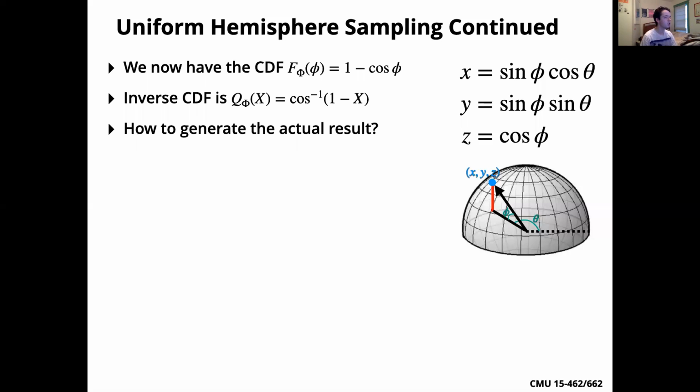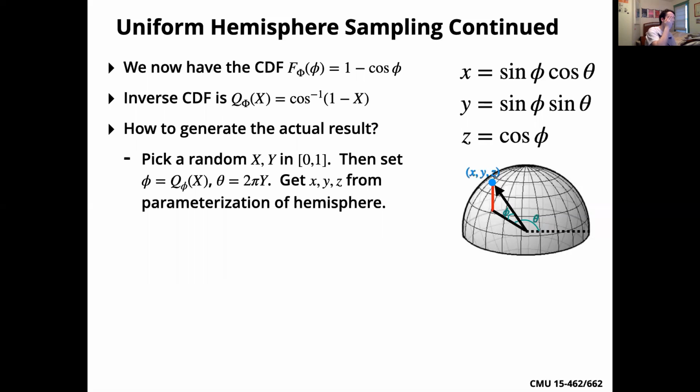So how do we actually generate the result here? Okay, so we have all these numbers and equations. How do we turn that into an actual algorithm? Okay, so first, going back to those 4 steps that I introduced earlier. We can pick a random x and y, each in the range 0 to 1. Then we can set our phi, the altitude, the latitude, equal to this quantile function evaluated at the random variable. So this is just the classic inversion method.